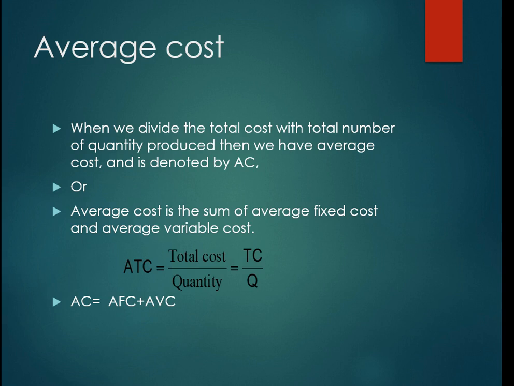The laws of returns, like increasing returns to scale, decreasing returns to scale, and constant returns to scale, will have an effect on the average cost curve. So because of these three laws, or the law of variable proportions, the average cost curve is U-shaped.